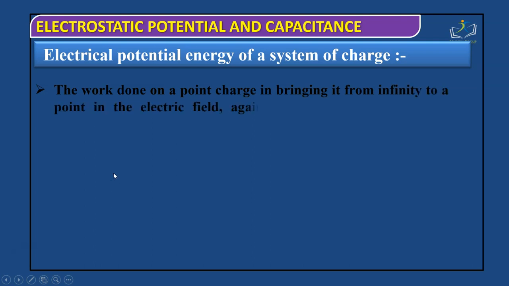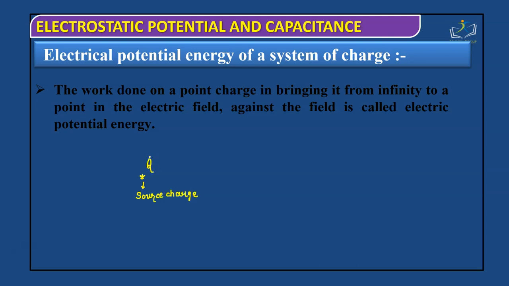Let me see what potential energy actually means. The work done on a point charge in bringing it from infinity to a particular point in the electric field, against the field, is called electric potential energy. I just want to elaborate on that. If we have a main charge or source charge, let's say Q, it has its own electric field, which is radially outward if it is positive.